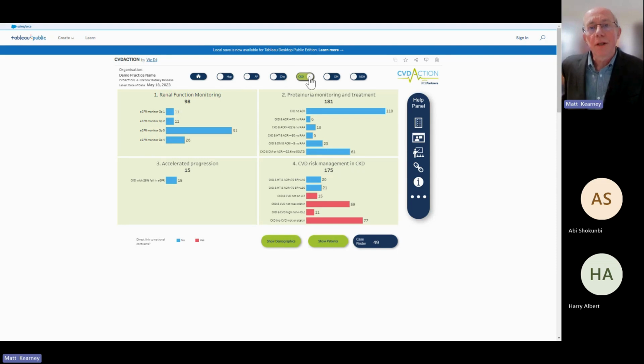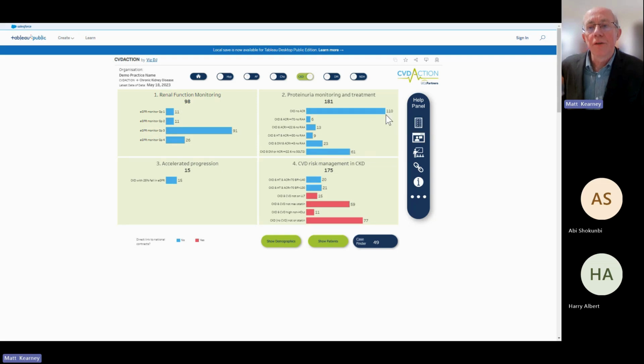So if we then look at the chronic kidney disease panel, again, the dashboard, there are 4 panels here. The first one is all about patients who've not had any EGFR measured in the appropriate time frame, whether that's a year or 6 months or 4 months, depending on severity. If we look at the proteinuria management, so there's 181 patients, it's a large number.